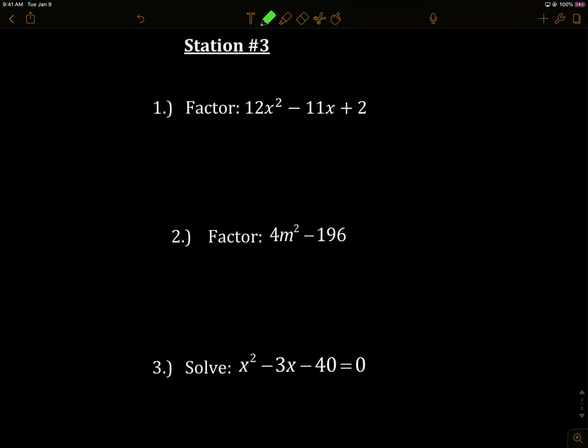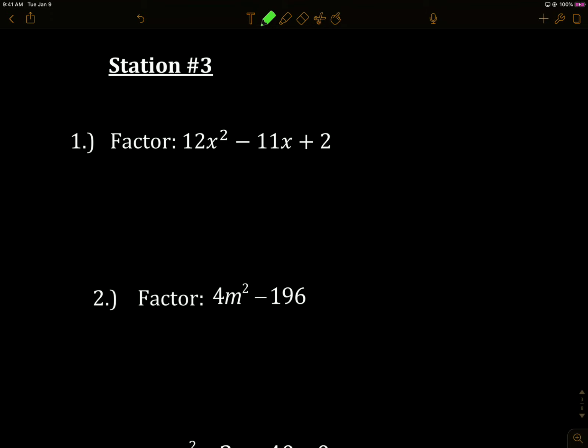Okay, let's look at station number 3. I've got 3 terms here. I look for a common factor. There isn't one. So now it's a trinomial where a is not 1.